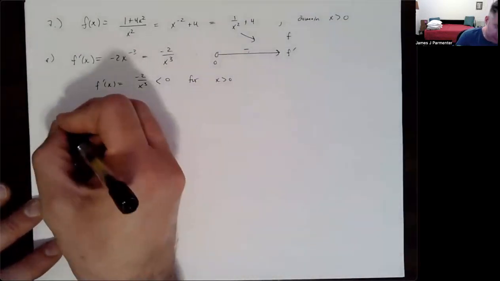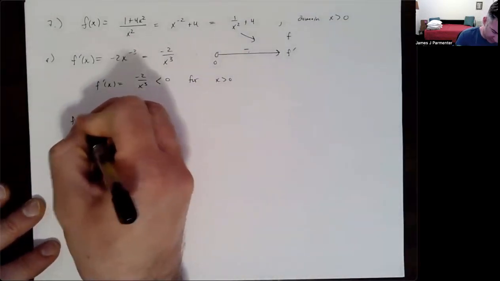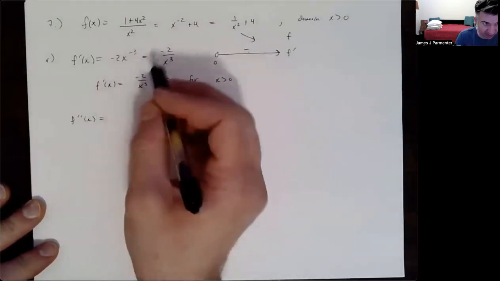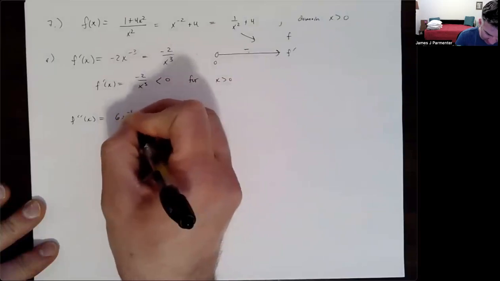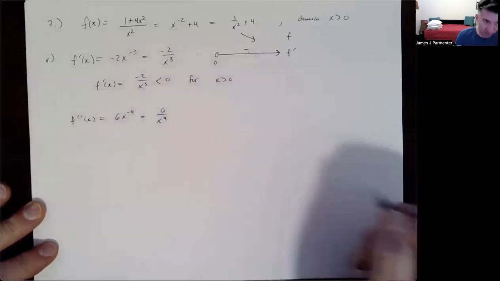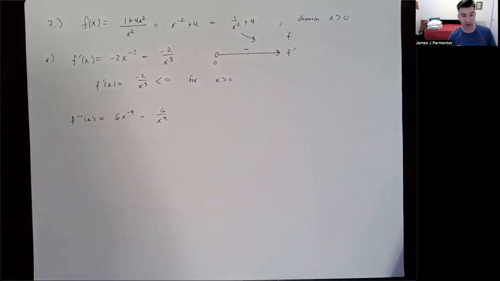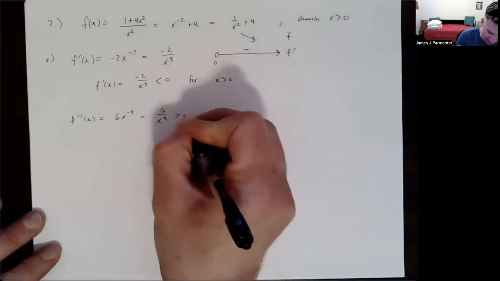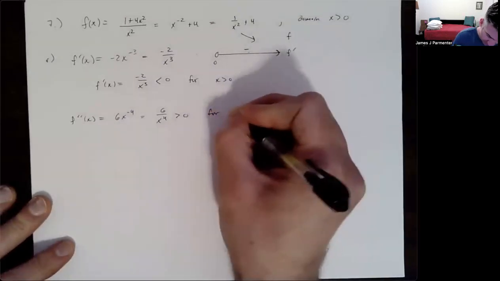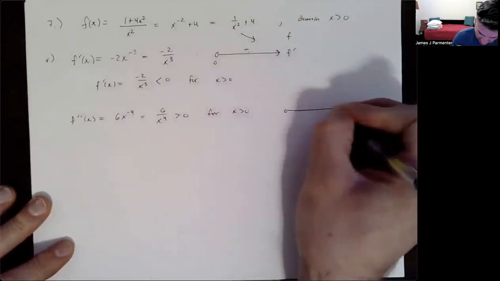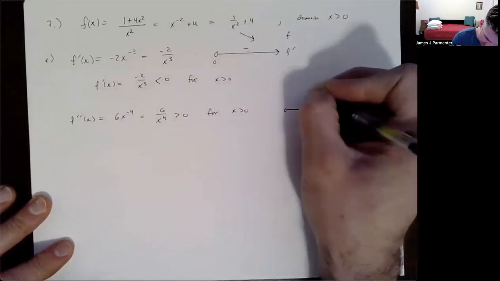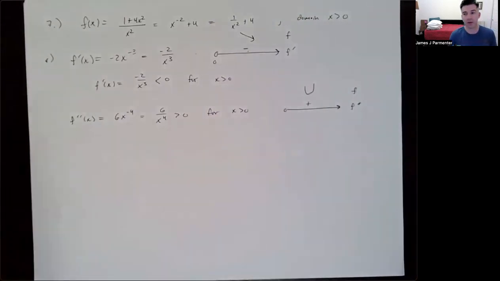And then for the second derivative, f double prime of x, I would look at this negative 2x to the negative third. The derivative there is 6x to the negative fourth. I'm going to rewrite that as 6 over x to the fourth. And I'm going to observe that it wouldn't matter if x was positive or negative. This is always positive for any value of x that's not 0. Which means on my second derivative sign chart, the second derivative is always positive, meaning the original function is concave up.